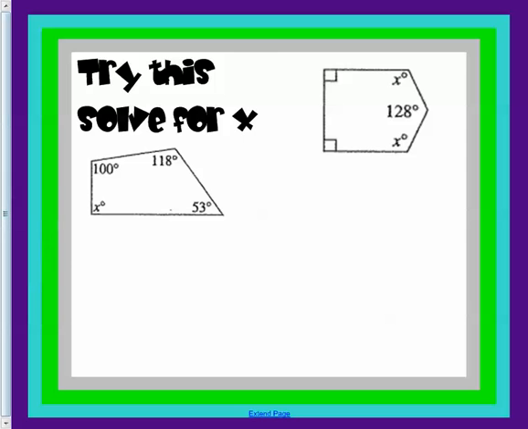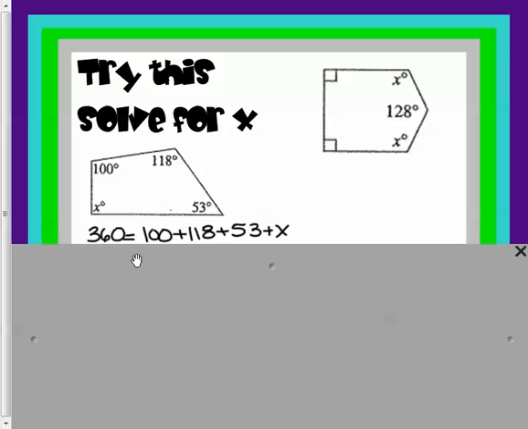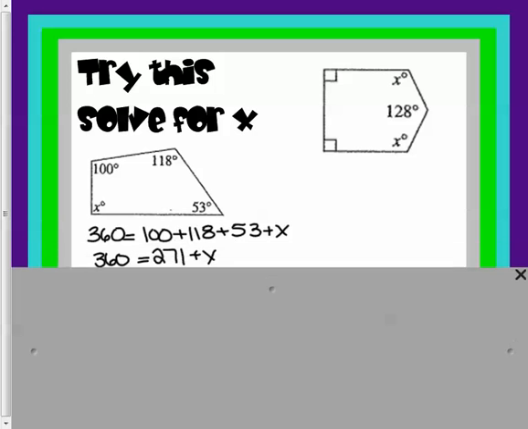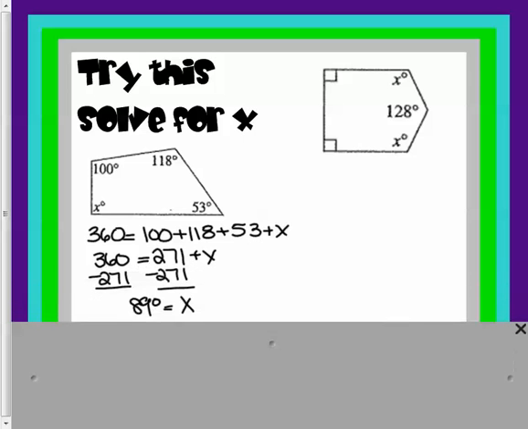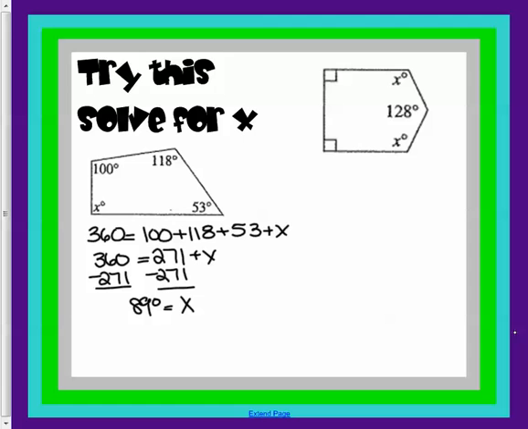Okay, go ahead and try these, and I'll be back in just a second to show you what I did. Okay, so for the first one, I combined my like terms, and I get 271 on this side plus x equaling 360. Take the 271 away, and you get x equaling 89.